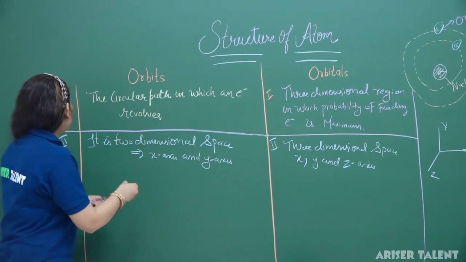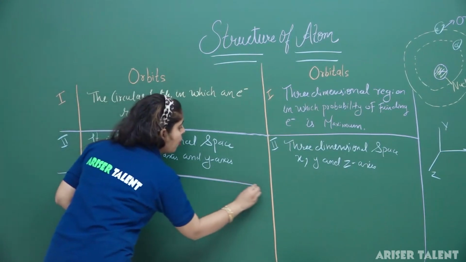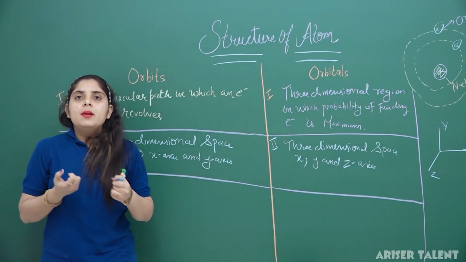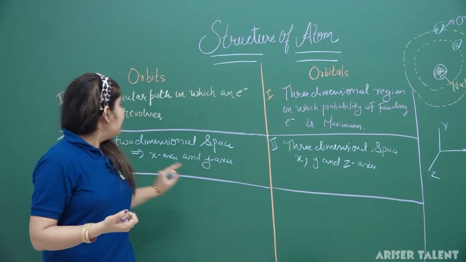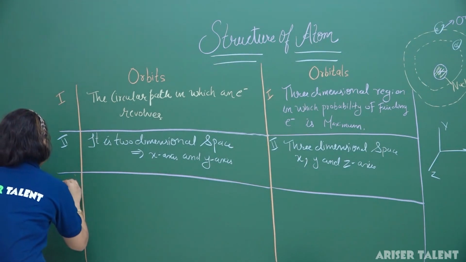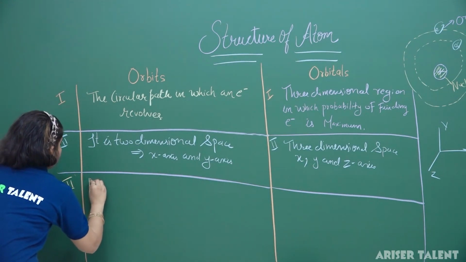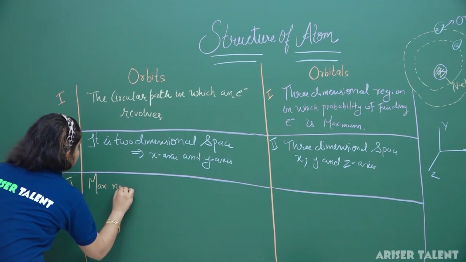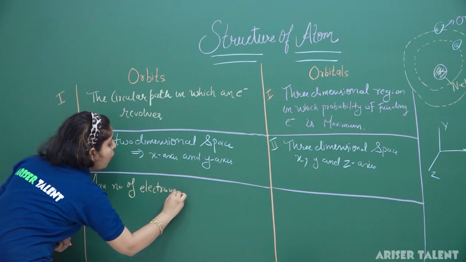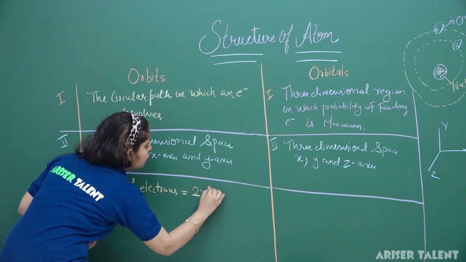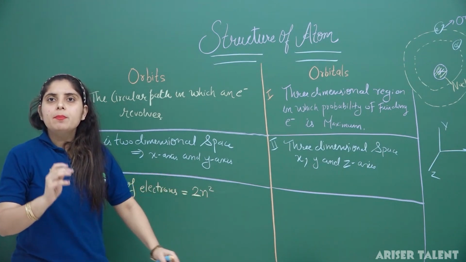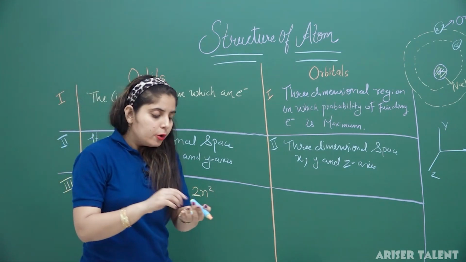Now we have the third point to differentiate between orbit and orbital. The maximum number of electrons in an orbit will be 2n square. So the maximum number of electrons in an orbit is equal to 2n square. But if I talk about the orbital, the maximum number of electrons in the orbital will be only 2.